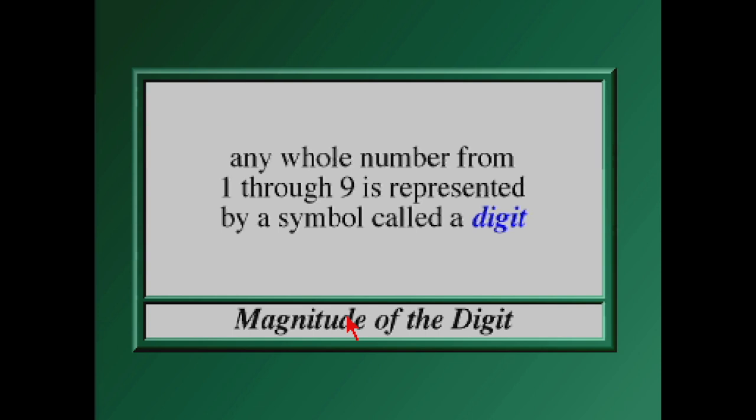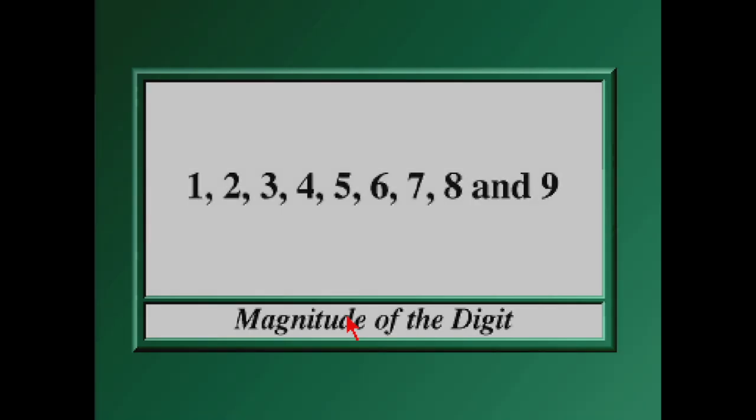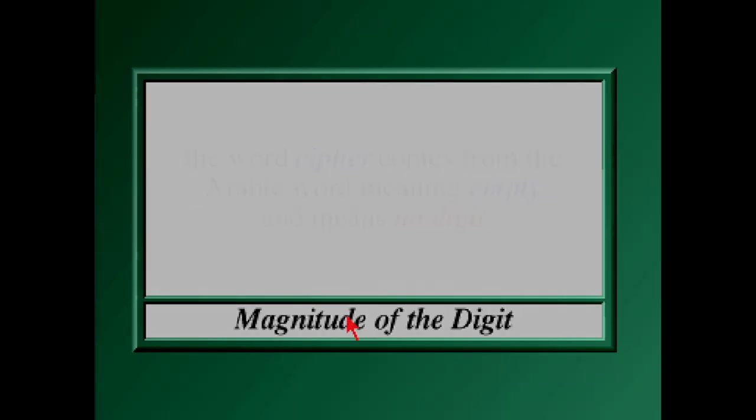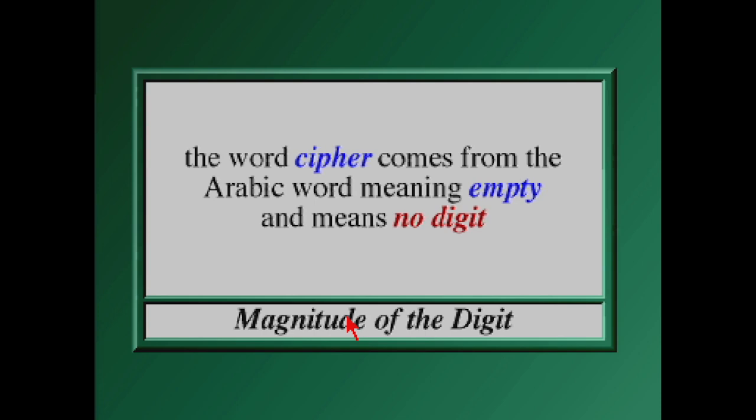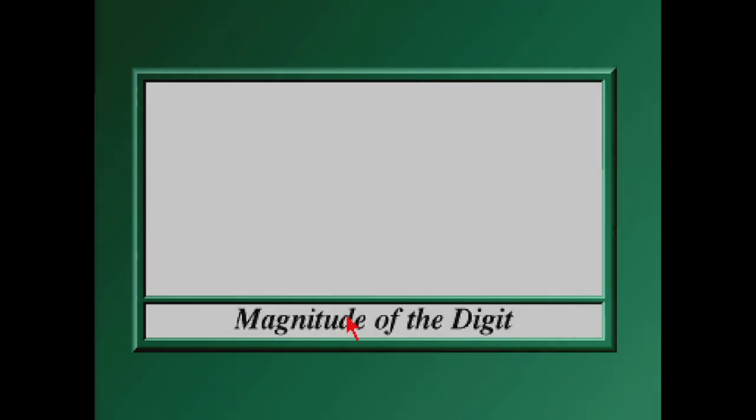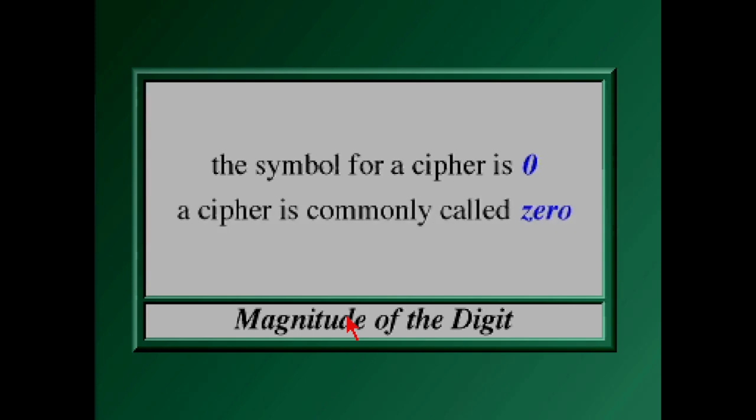Any whole number from 1 through 9 is represented by a symbol called a digit. Thus, 1, 2, 3, 4, 5, 6, 7, 8, and 9 are called digits. The word cipher comes from an Arabic word meaning empty and means no digit. The symbol for a cipher is 0. A cipher is commonly called a 0.